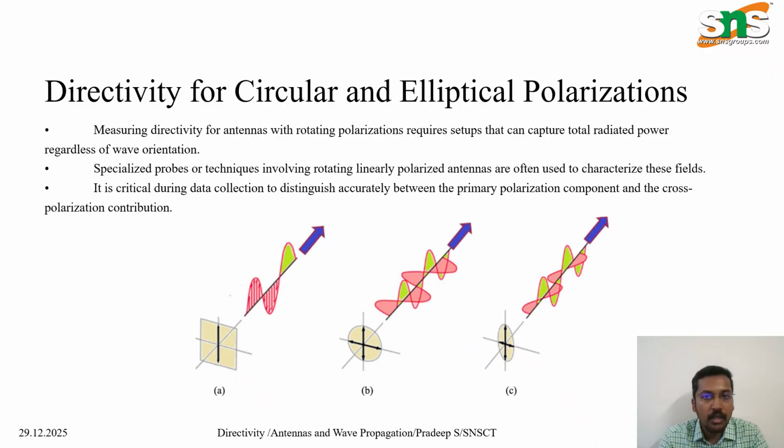Antennas with circular or elliptical polarization require special measurement techniques because the wave polarization rotates continuously. Specialized probes or rotating linearly polarized antennas are commonly used. During measurements, it is important to separate the main polarization components from unwanted cross-polarization to ensure accurate results.